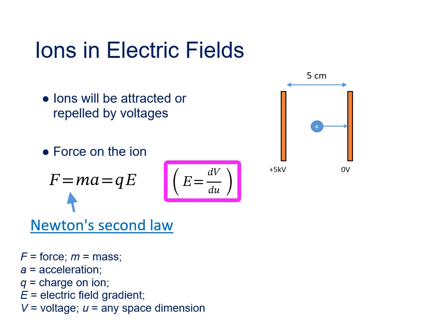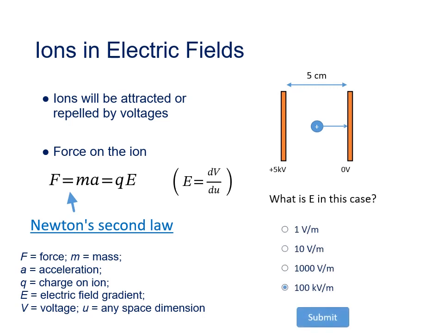In mass spectrometry, when you see a little u like this in an equation, it's usually shorthand for saying that this is a measure in any one of the x, y, or z dimensions. So in this case, if the plates were spaced apart by 5 centimeters, then what would the electric field strength be?